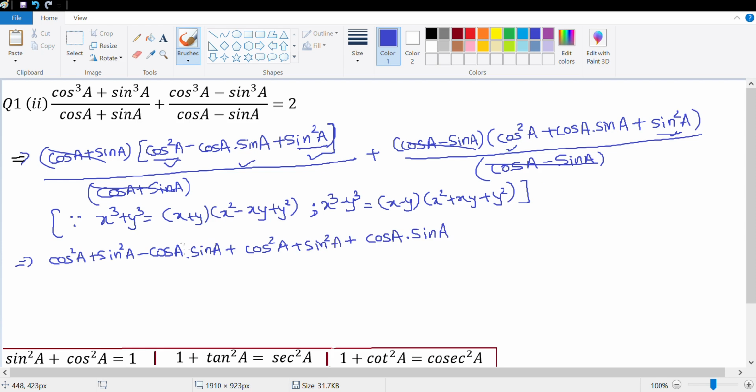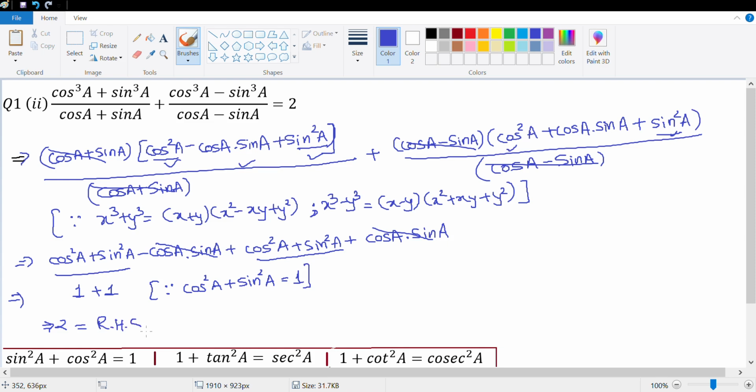Anything gets cancelled? Yes, negative cos A sine A and positive cos A sine A gets cancelled, and I am left with 2 times cos square A plus sine square A. Cos square A plus sine square A is 1, and this is also 1. This is equal to 2. So let me write the reason. Since cos square A plus sine square A is equal to 1, and this is equal to 2, which is my right hand side, hence proved.